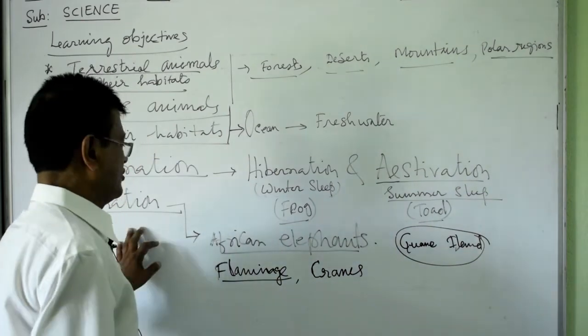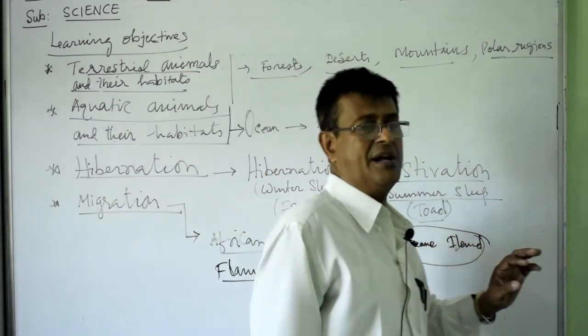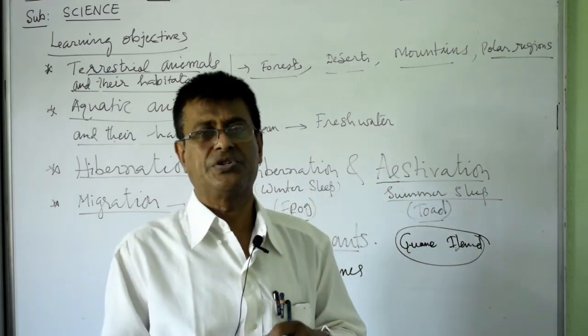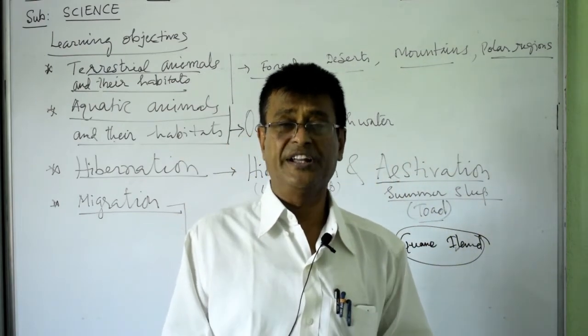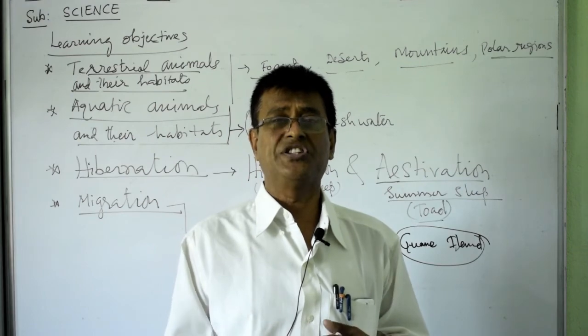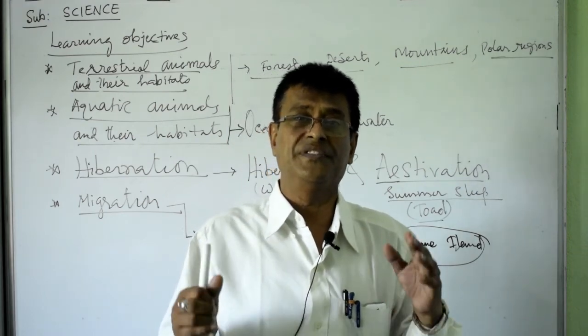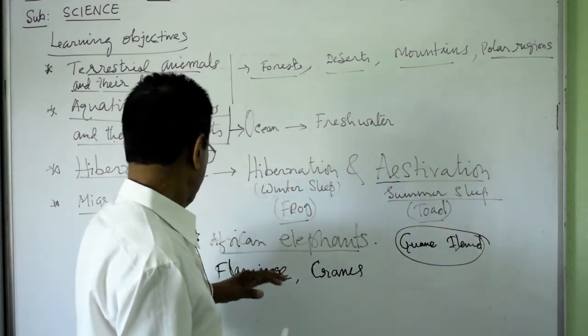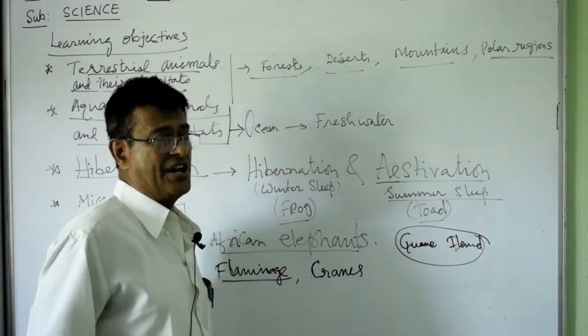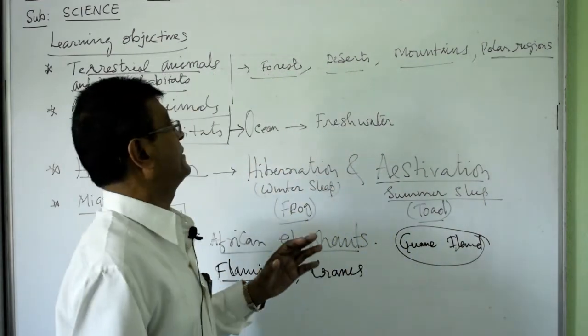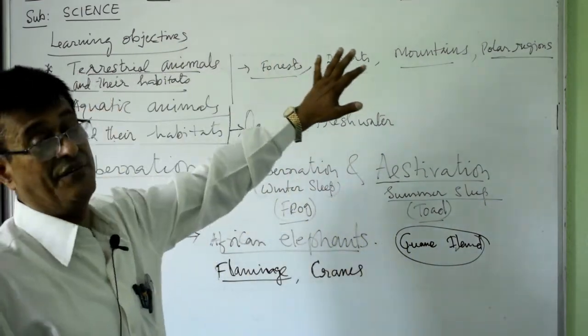And by migration, you have come to know that animals and birds, to get suitable surroundings to rear their new generations, change their place periodically, at least once in a year, and this is known as migration. So children, you have come to know about the chapter on the habitats of animals.